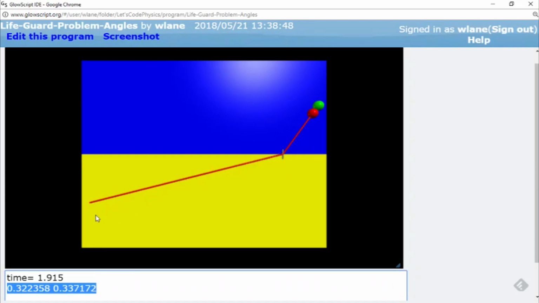In the next video, I want to take a look at one more case, which is what happens if this swimmer is drifting away at sea. How do we need to change our path for the lifeguard to keep up?